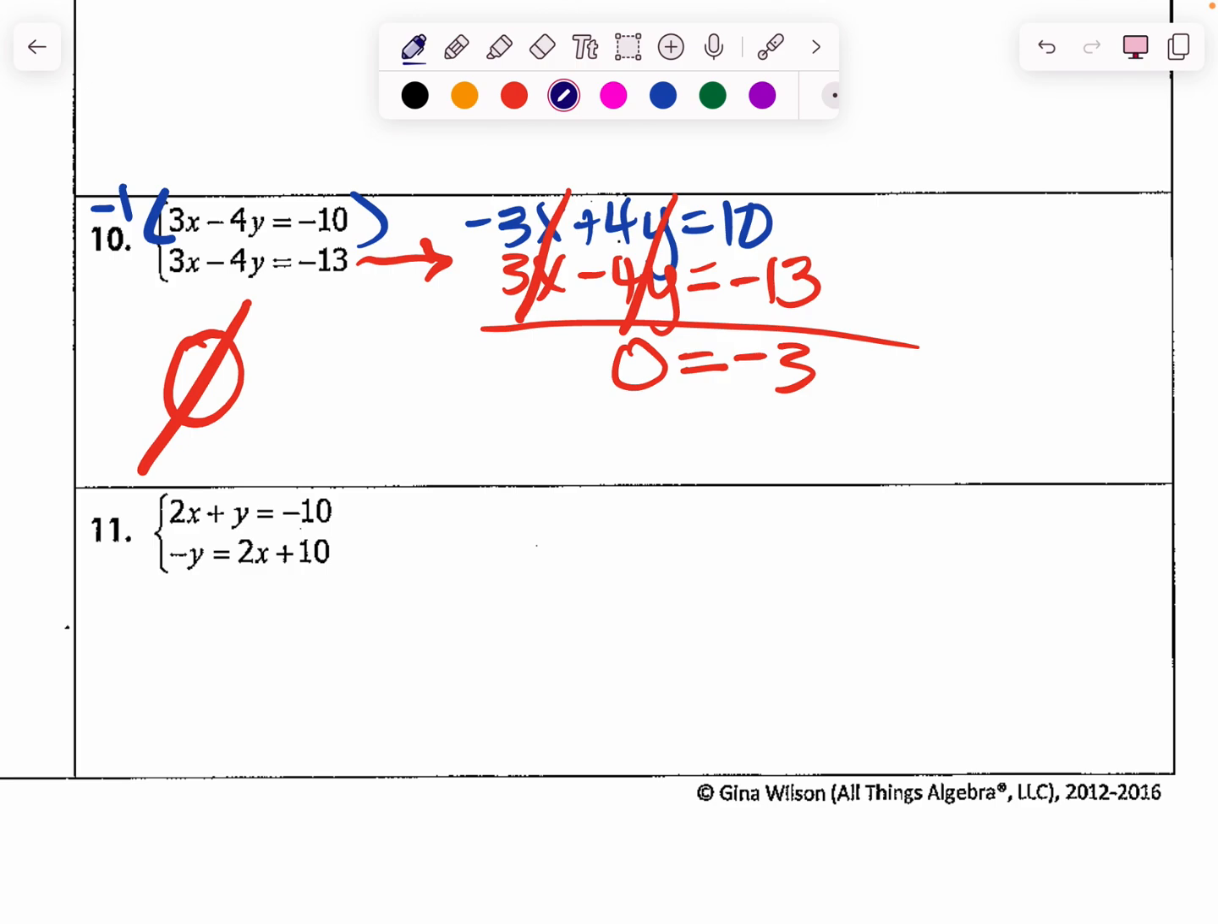So those cancel, we get 0 equals -10 plus 10, which is 0. So infinite solutions, on the final.